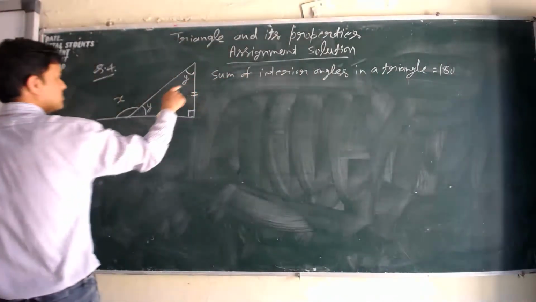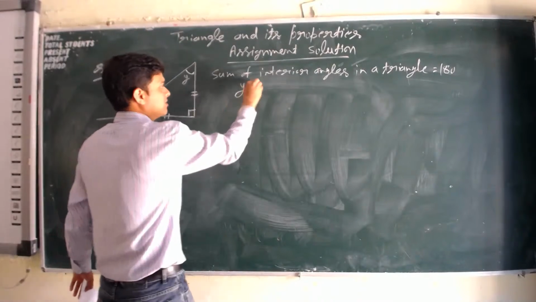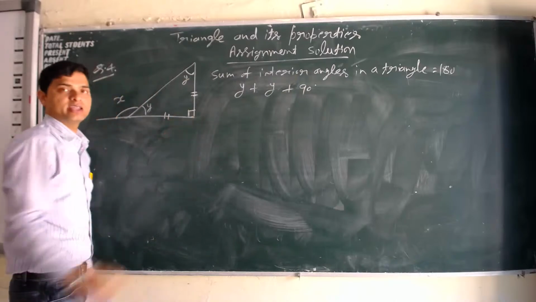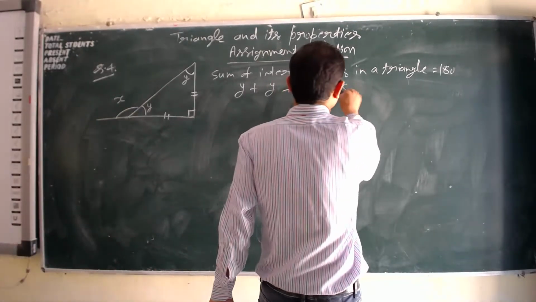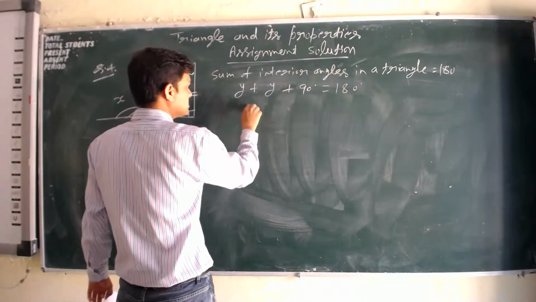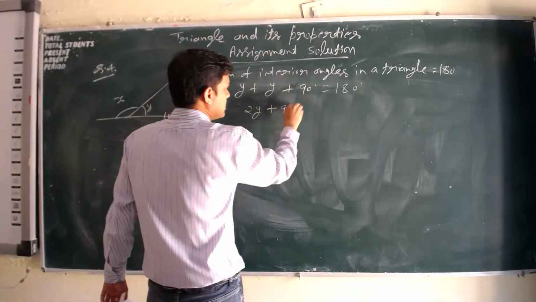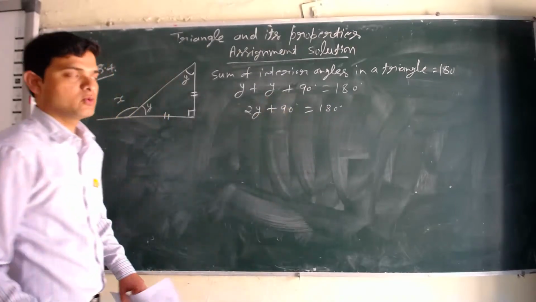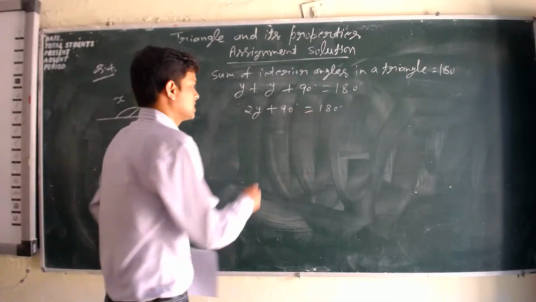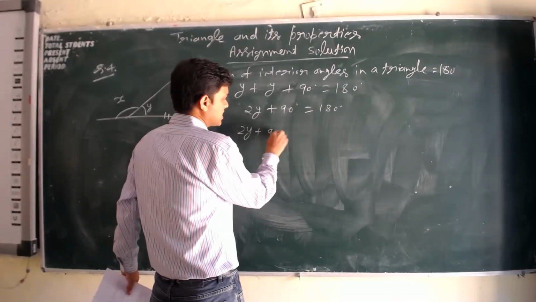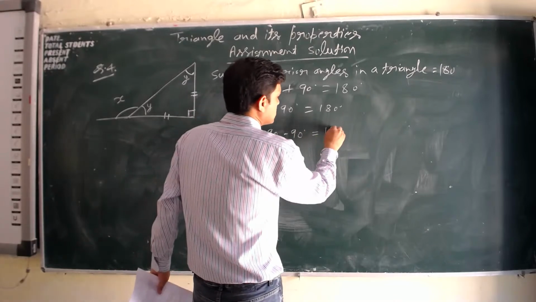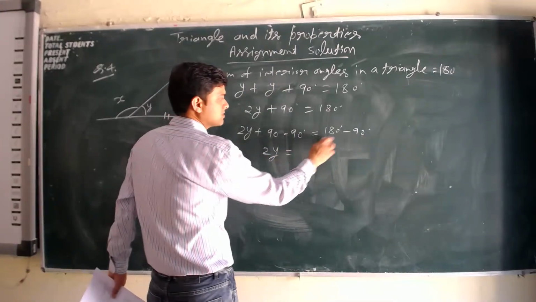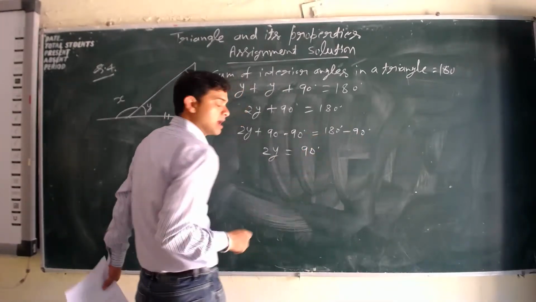Sum of interior angles, that is y plus y plus 90, because it is the symbol of a 90 degree angle, and is equal to 180 degrees. y plus y is equal to 2y plus 90 is equal to 180. Now we have to eliminate this. For this we have to subtract the same amount from both sides. 90 we have to subtract from both sides. So 180 minus 90. 90 minus 90 is equal to 0. 2y is equal to 180 minus 90, which is equal to 90.